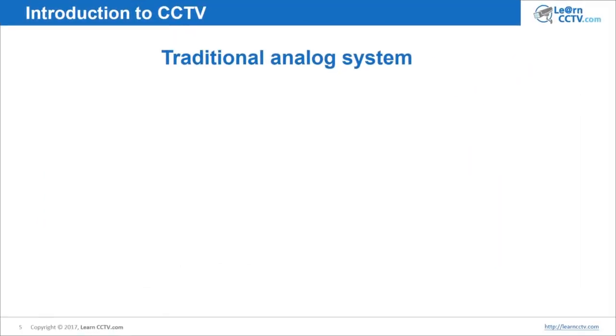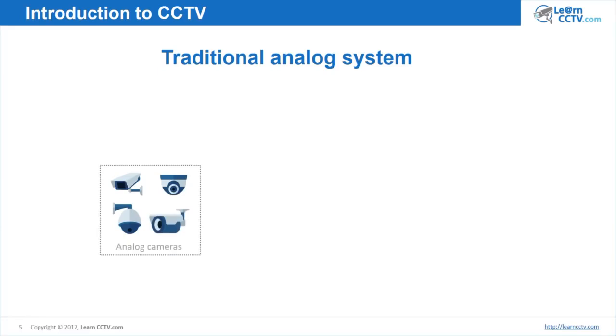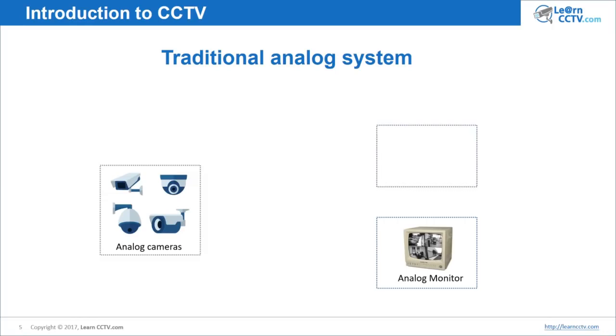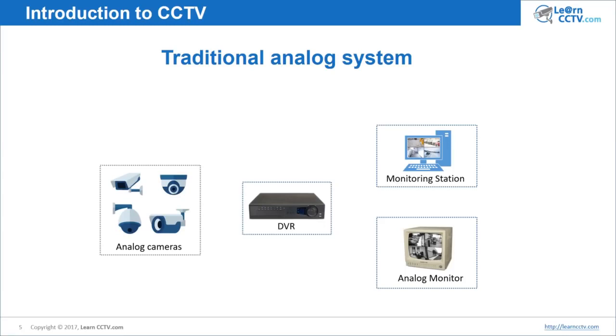Let's start with the analog system. So here I have my cameras, could be different kinds of analog cameras. And then here I have my analog monitor. And I also have my monitor station, that's a computer with the software to monitor the system, right? Then in the middle of everything, I have the DVR. DVR is the digital video recorder, used to record the videos from the cameras.